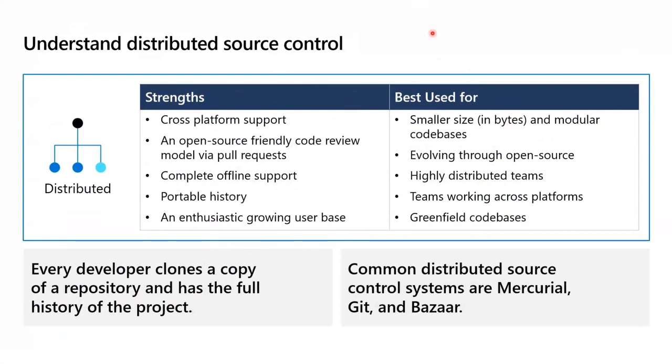And what is an example of this? Mercurial, Git, Azure. So the strengths are cross-platform support, an open source friendly code review model via pull request or double history, and best used for smaller size and modular code bases for highly distributed teams.